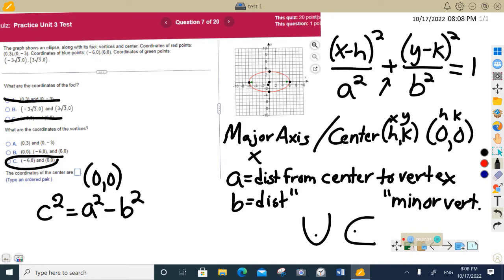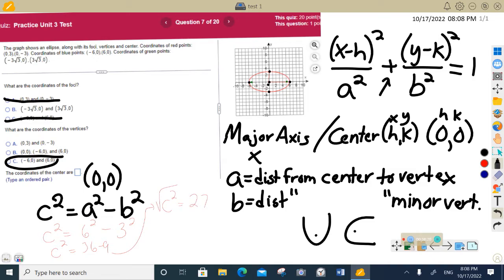Well, what is A and B? A is the distance from the center to the major vertices, and B is the distance to the minor. So if we were to look, how far was it from the center to the vertex? That's a distance of 6. So little a is 6. All right, little b is the distance from the center to the minor vertex, which is 3. So little b is 3. And so what you get is 36 minus 9. Okay, now, that's c squared. 36 minus 9 is 27.